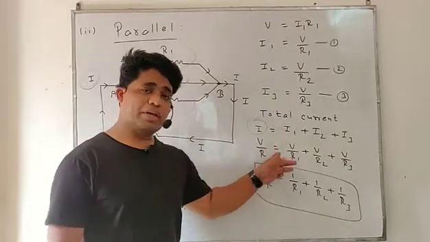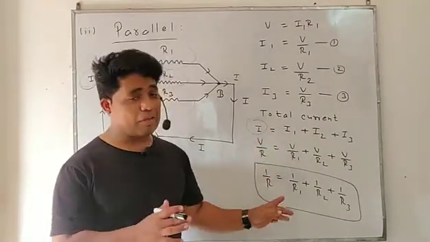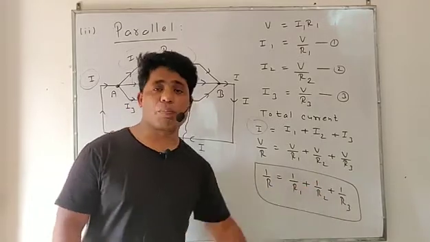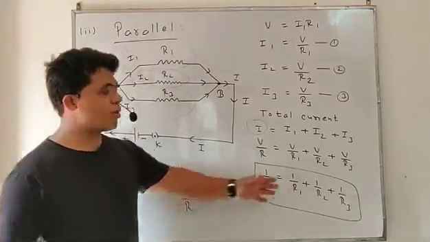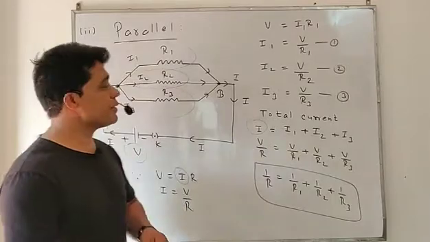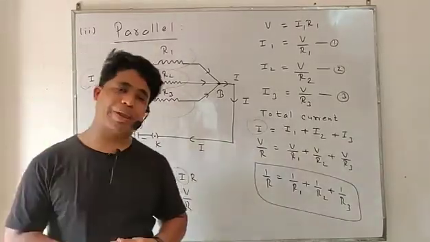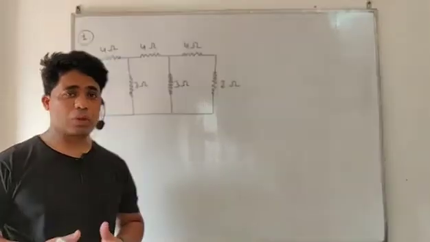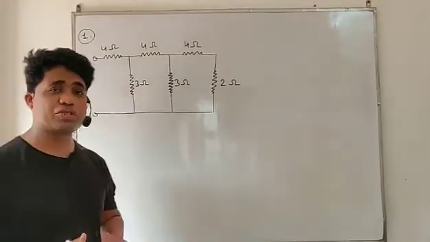We'll take V common, V2 cancels out, and finally we get 1 upon R equals 1 upon R1 plus 1 upon R2 plus 1 upon R3. This is said to be the equivalent resistance when resistors are connected in parallel combination. Okay, students? So now, students, a question based on resistance combination, series and parallel.